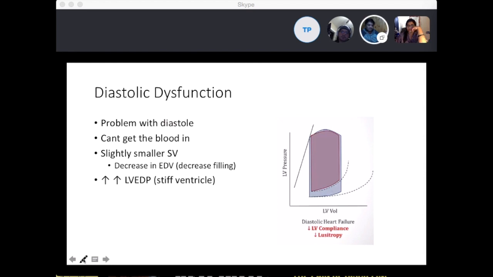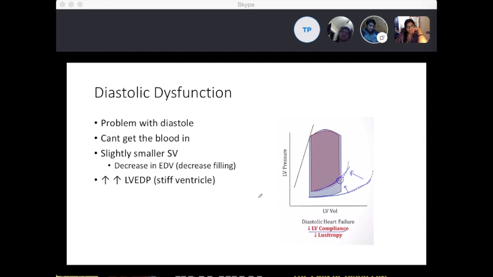The biggest thing that you want to take from here is this. Your pressure is shifting to the left, so you're going to have left ventricular end diastolic pressure, which is right here, is higher. So you have a high pressure because you have a stiff ventricle, and that's why you can't get blood to come in. So that's the biggest takeaway from this. And you have a decrease in compliance.